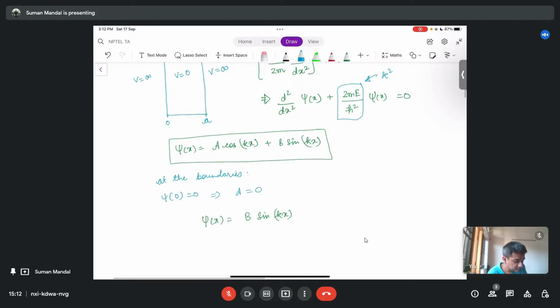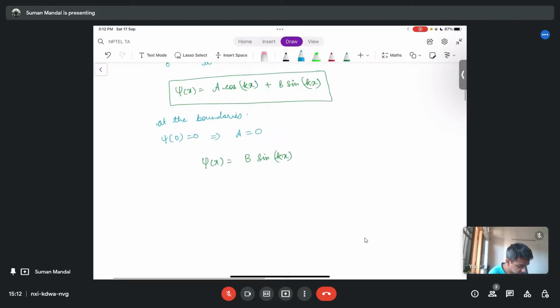Then again at the right boundary here, psi of A equal to 0. What it means is that kA should be a multiple of pi, because on that condition the sine function goes to 0. So kA must be equal to n pi.